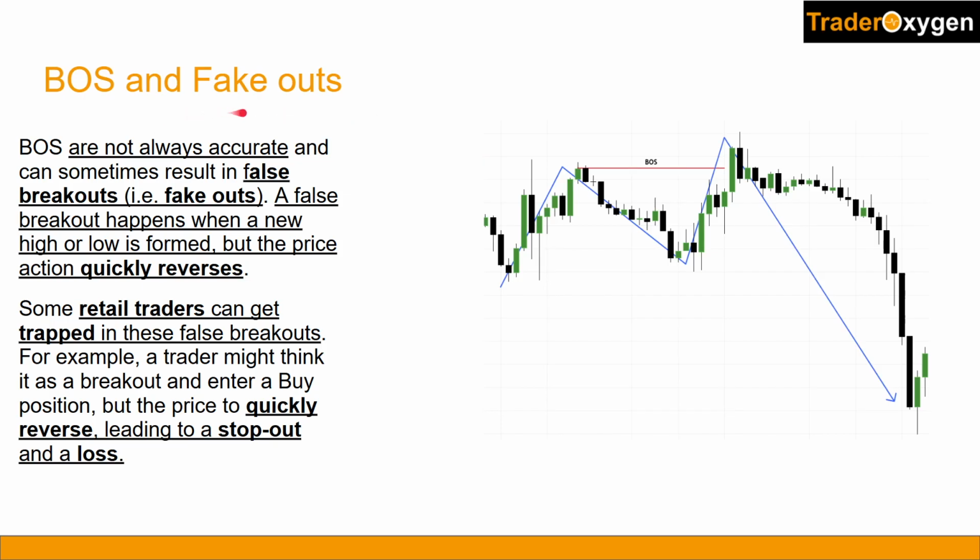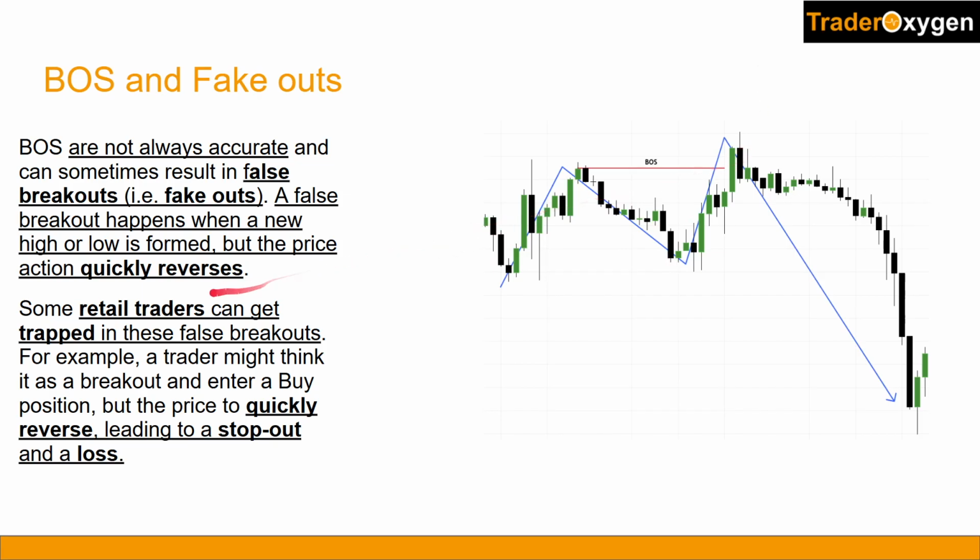Okay, so that was market structure shifts. Then there is another topic called fake outs. So what are fake outs? Fake outs are basically false breaks of structure. This looks like a break of structure where the price is pushing above this swing high, and sometimes it's a false breakout. What that means is, when the breakout happens, considering this uptrend, we expect the price to go up.